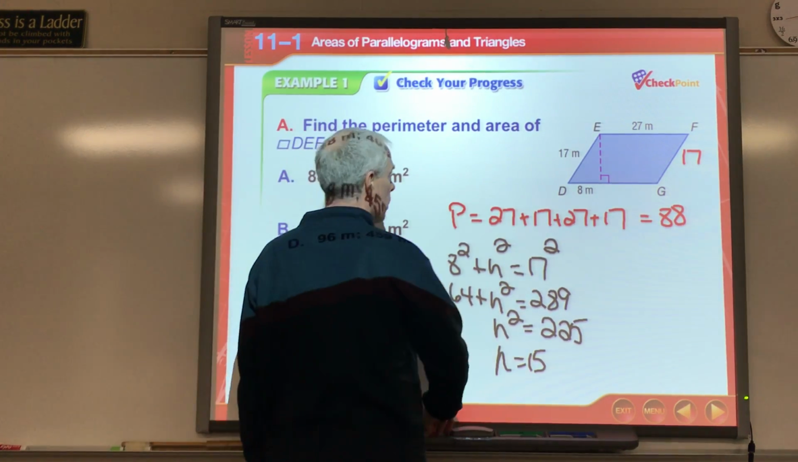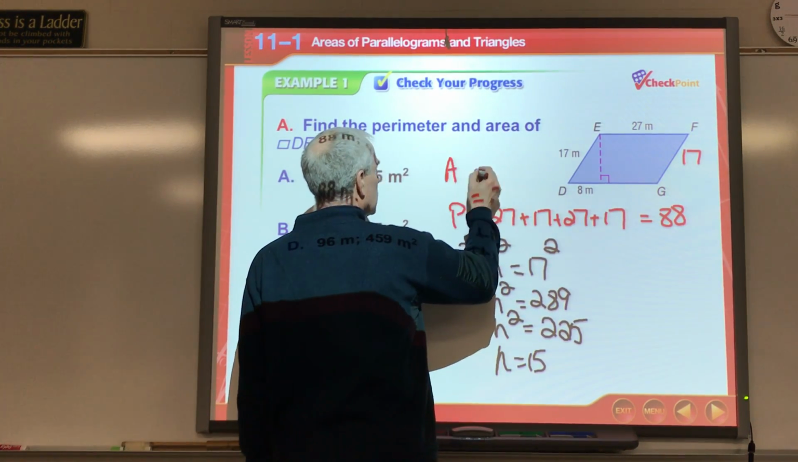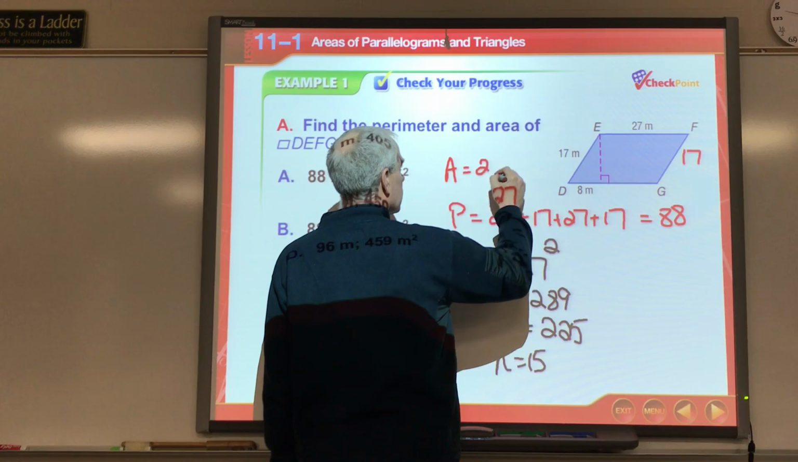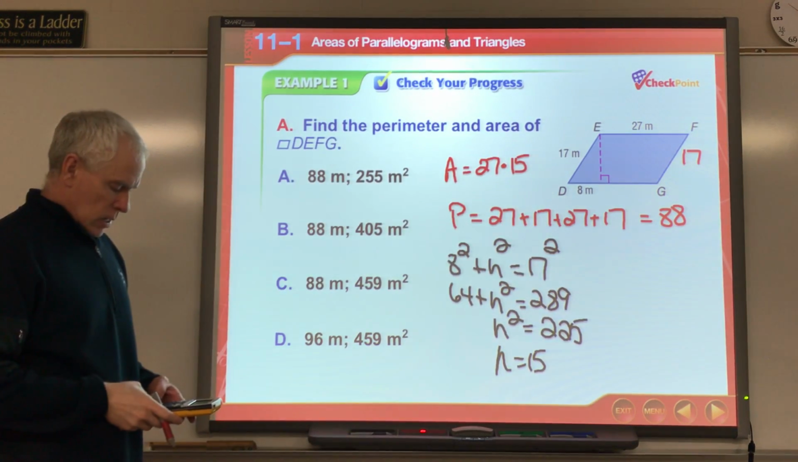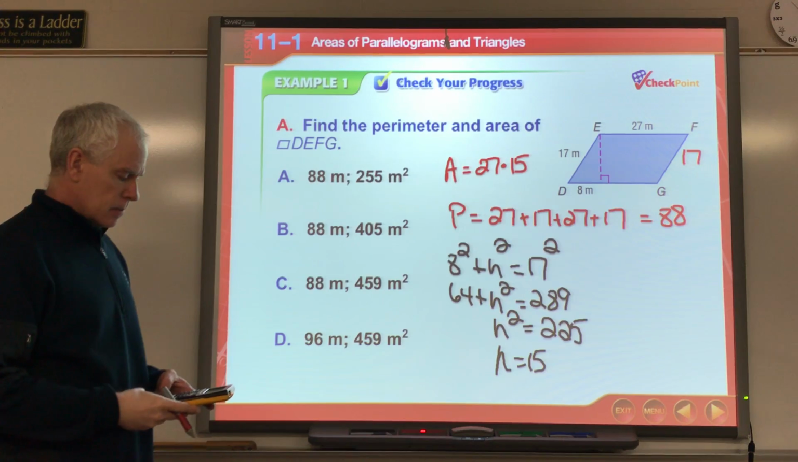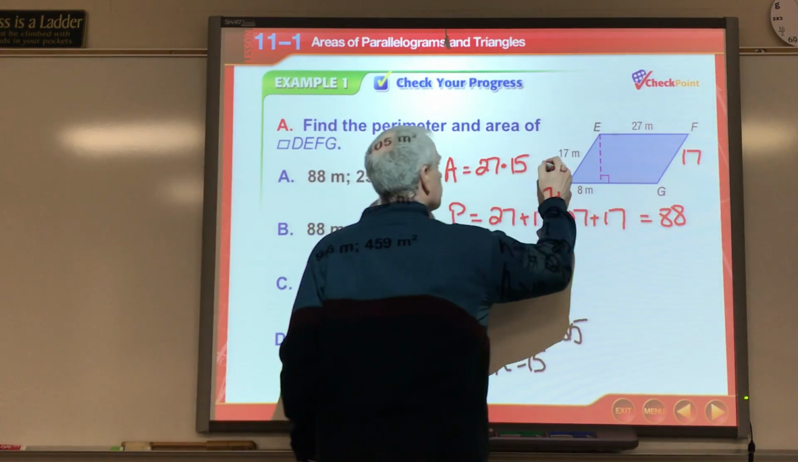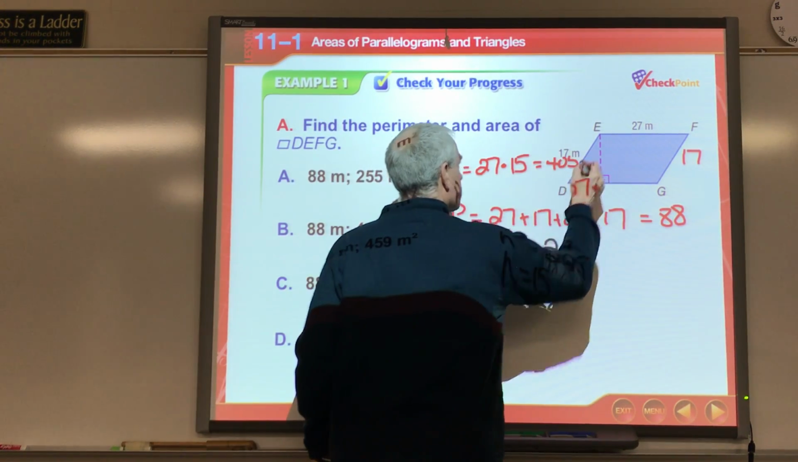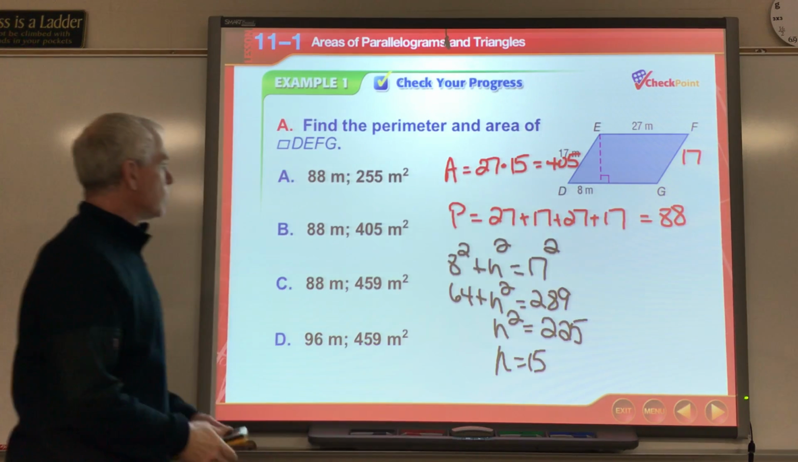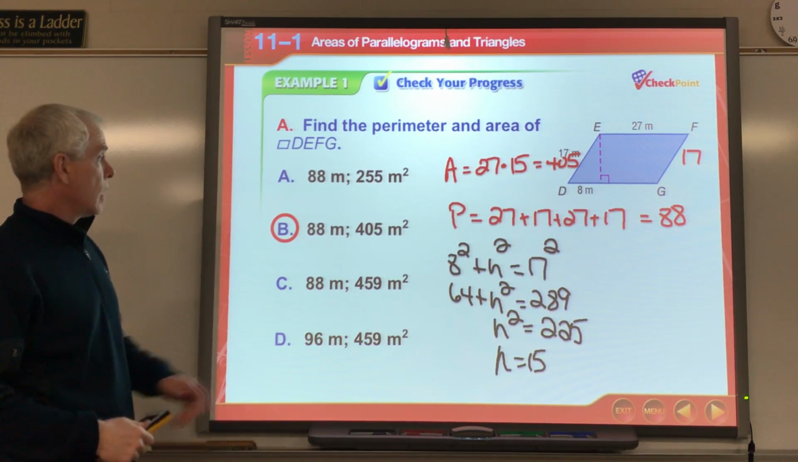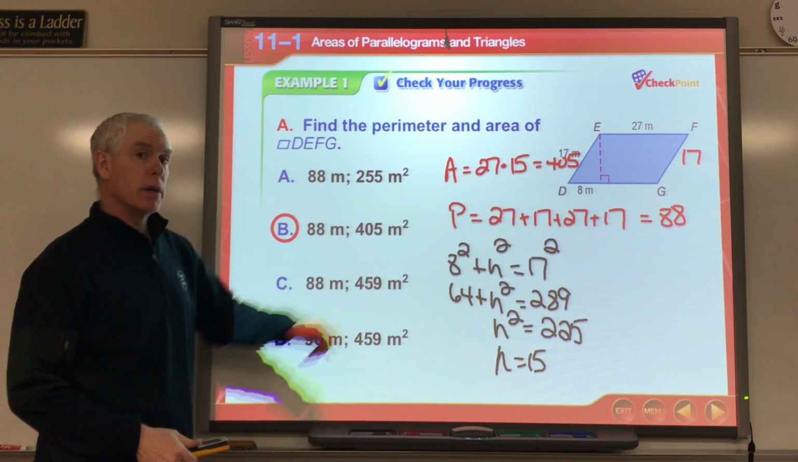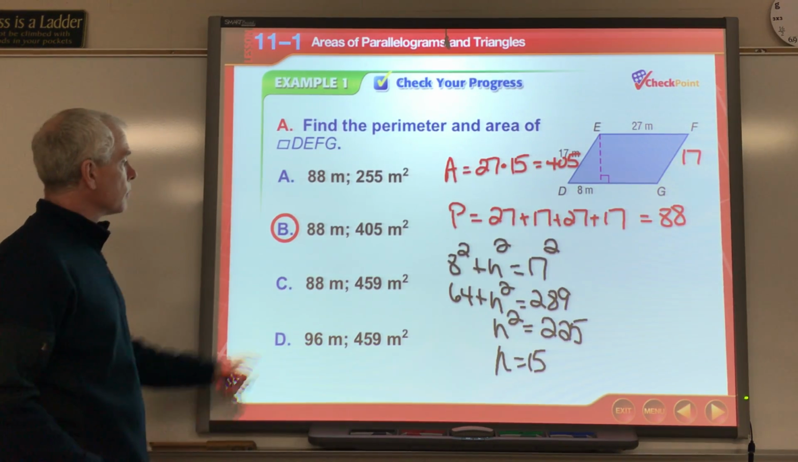Okay? So area is base, which is 27, times height, which we just determined to be 15. 27 times 15, 405. Okay? And so which one has a perimeter of 88 and an area of 405? Looks like B. Again, meters for perimeter, square meters for area.